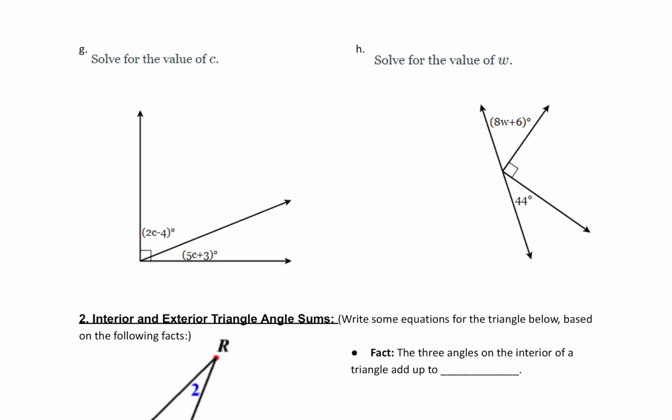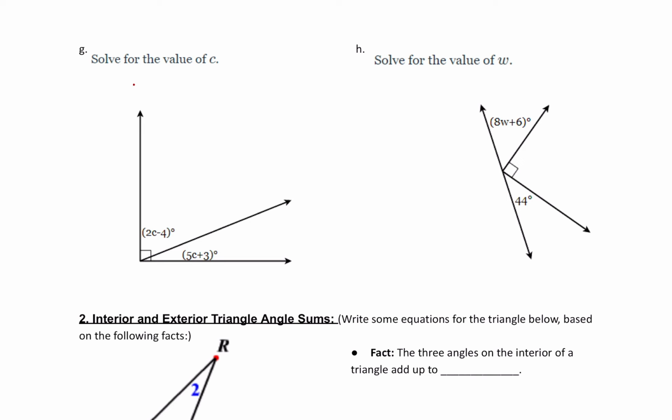For G, this is something we haven't seen before, but we have talked about it. If I'm looking at my angles here, I notice that the two of them together equal a right angle, which is what that little symbol means. It means 90 degrees or a right angle. So I know that these two angles are complementary, okay? And what complementary means is they add up to 90 degrees.